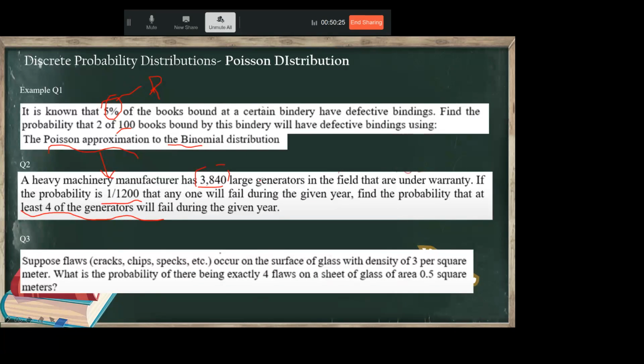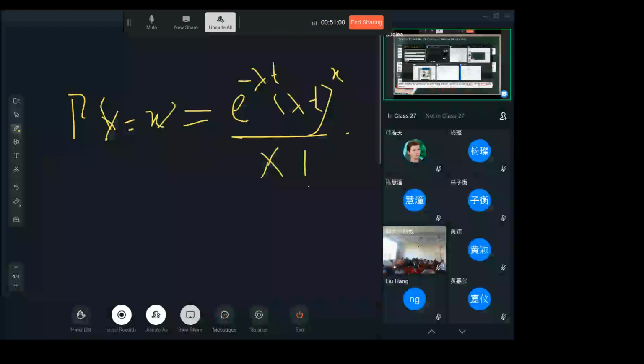Now here, suppose flaws, which means cracks, chips, specks, occur on the surface of glass with a density of 3 per square meter. So what is 3? That's our lambda, right? What is the probability of there being exactly 4? We have to calculate the probability of x equal to 4, on a sheet of glass of area 0.5 square meter. So this is the length given, so of course this is the time, t. So how do we do that?